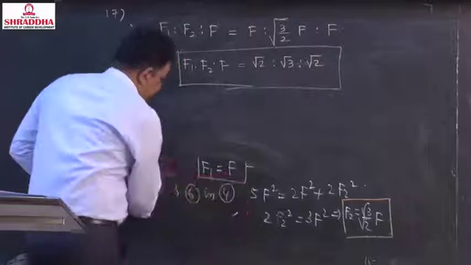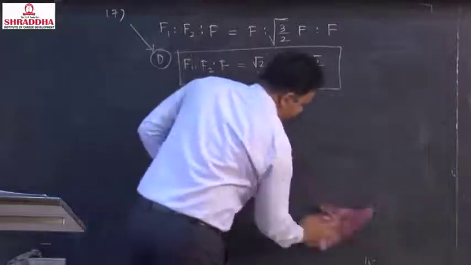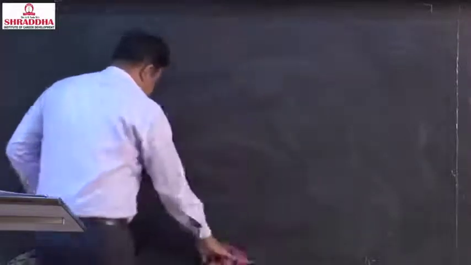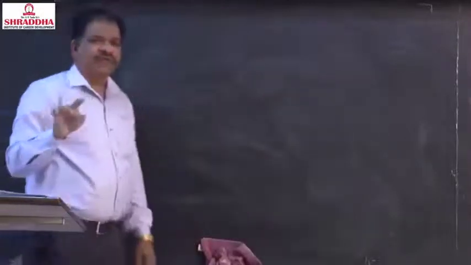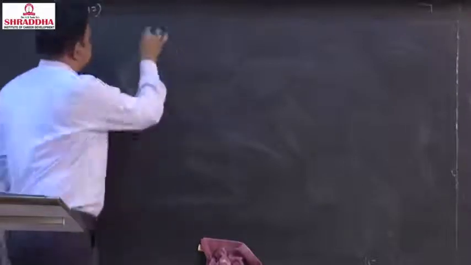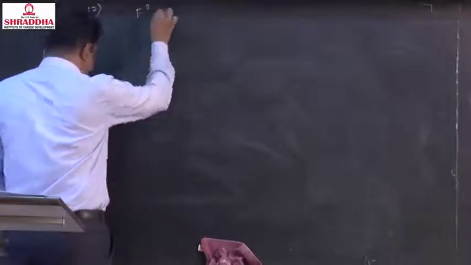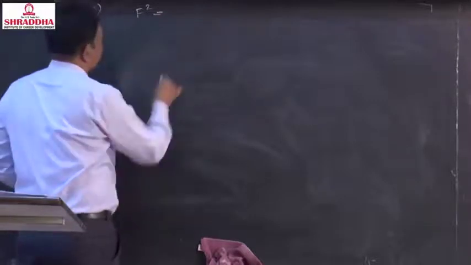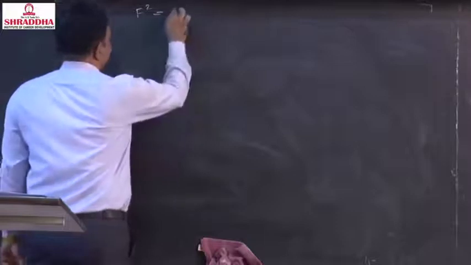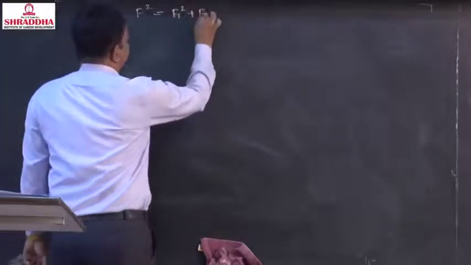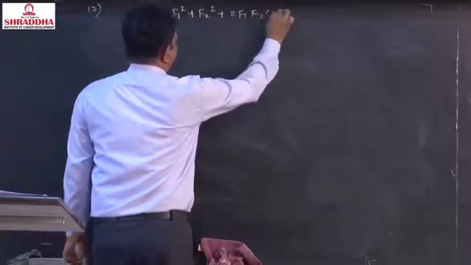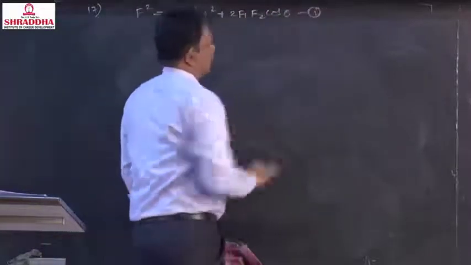Once again we will do what they are asking, just for my satisfaction. See what they are asking. F1 and F2 are acting at a point and the resultant is F. So we can write, F square is equal to F1 square plus F2 square plus 2 F1 F2 cos theta, equation 1.